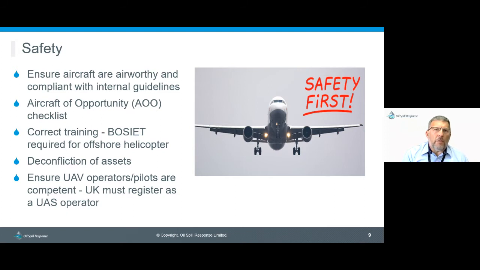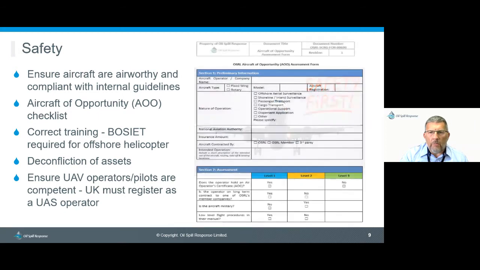However, when you move into remote areas for responses, or different countries, you have to look at those aircraft that you're using, because you have no real previous knowledge of the provider or those aircraft. Internally we do that by using an aircraft of opportunity checklist. There's an example of that on the right hand side. This is a document we use to look at the aircraft that we want to use in other countries and remote locations.